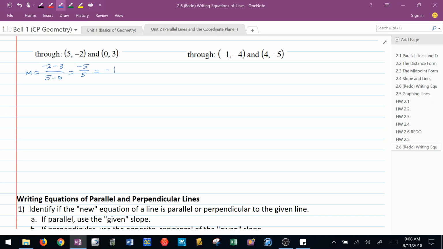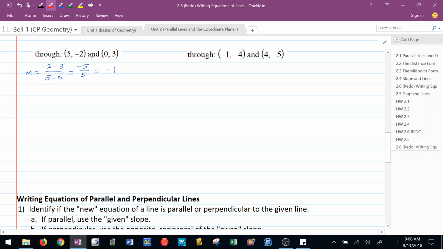Now, I'm going to write the equation in point-slope form, which means I need to pick a point. I can pick either point. I'm going to pick the second one. Some of you may be saying, why don't you use 0, 3? That's the y-intercept. I could do that. But I'm going to show you how it works no matter which point I choose.